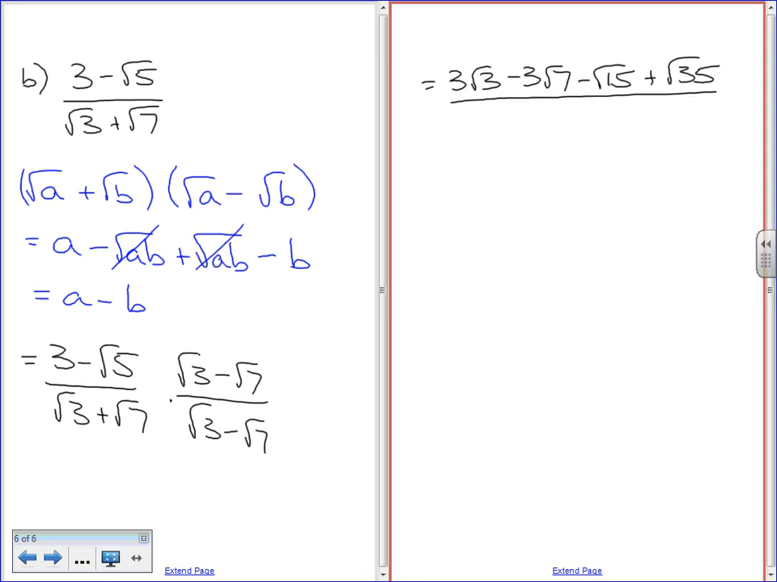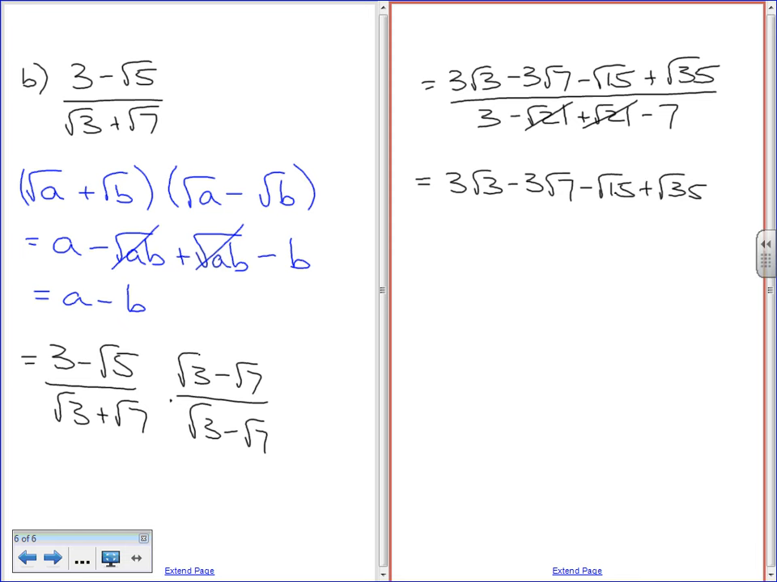And on the bottom, root 3 times root 3 is 3. I'll just write it out. Root 3 times negative root 7 is negative root 21, plus positive root 21, minus 7. So again, what happens conveniently is that and that cancel out, leaving me with 3 root 3 minus 3 root 7 minus root 15 plus root 35.